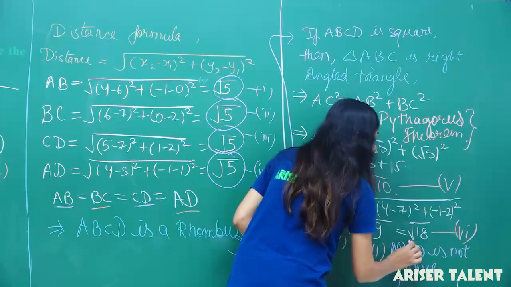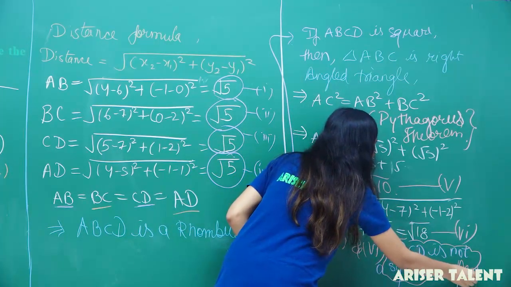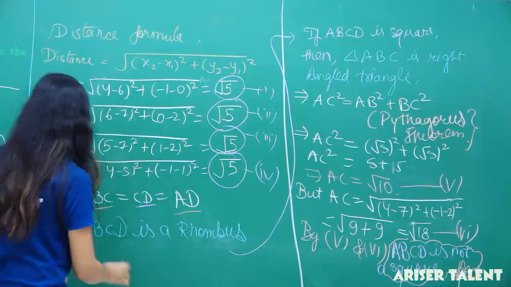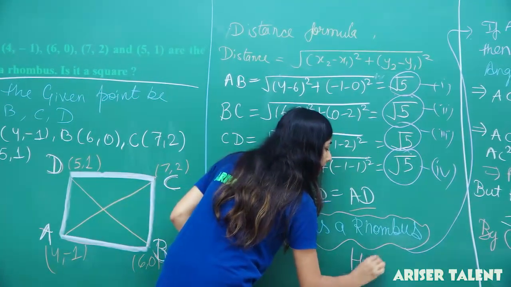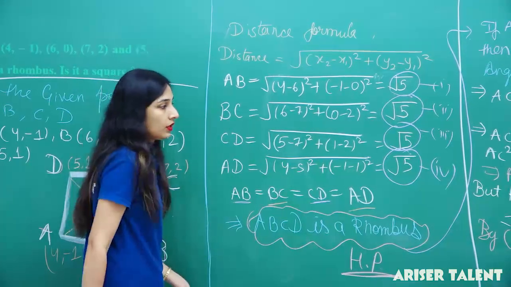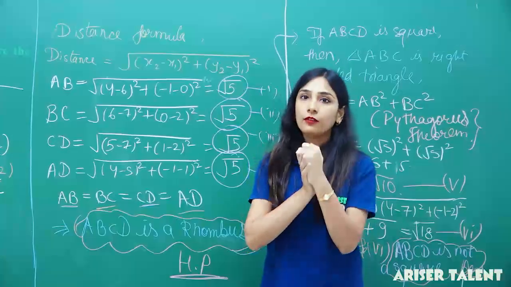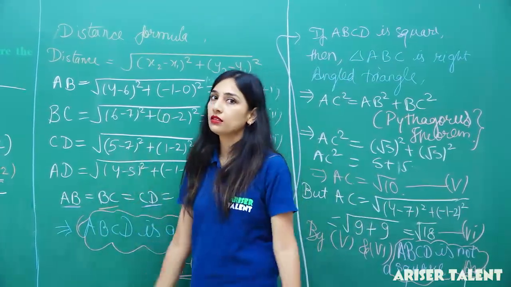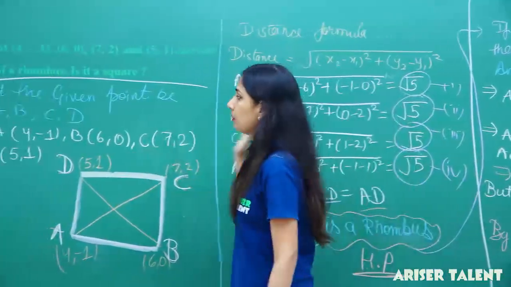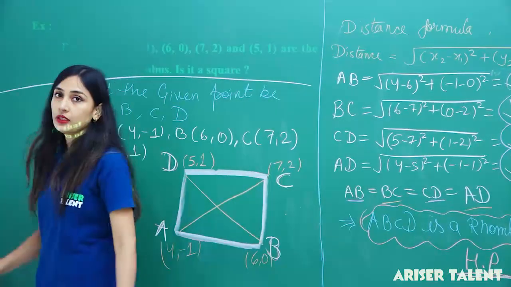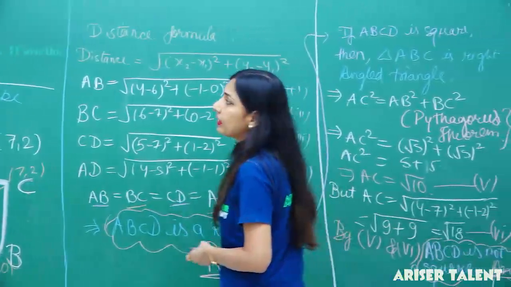So this is our answer. ABCD is not a square, but ABCD is a rhombus. So we have proved it and answered whether it's yes or no. So completely note this question, students. Now we have covered this type 3.